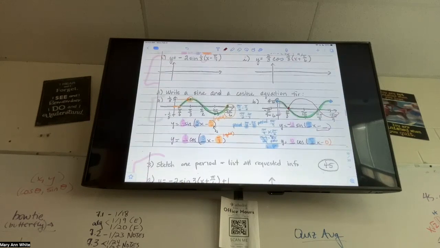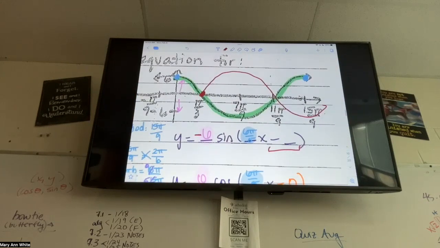Okay, now that being said, I still haven't done my left or right movement. What's my horizontal shift here? My graph starts at pi over 3. Did I go to the left or the right? Right, so it's going to say minus. If it makes you happy, you can write right in there, minus.